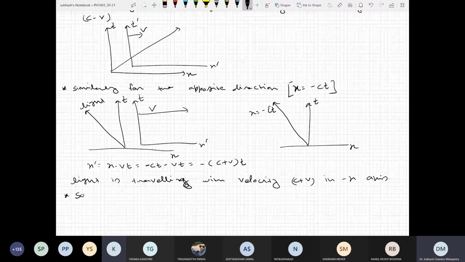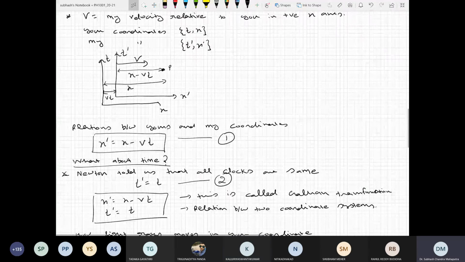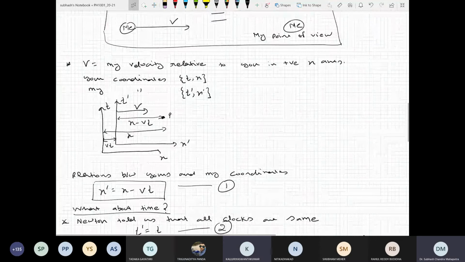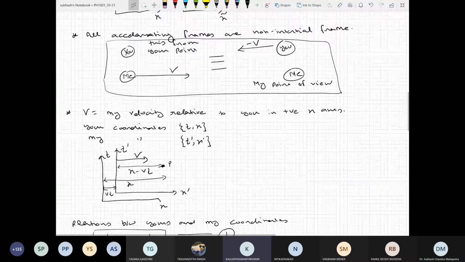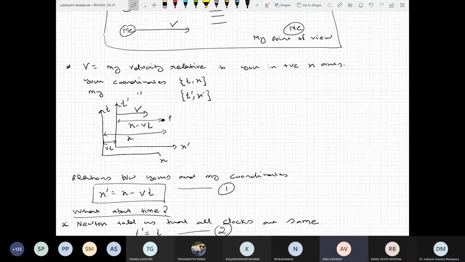Sir, I'm not understanding x prime equal to x minus vt. How are you writing that? Yeah, I just explained, right? Before also I didn't understand, sir. Which part you didn't understand? X prime equal to x minus vt. Just a minute, I'll take one question at a time. Sir, I have a doubt regarding this only.